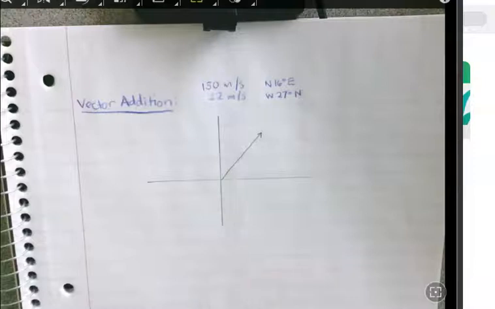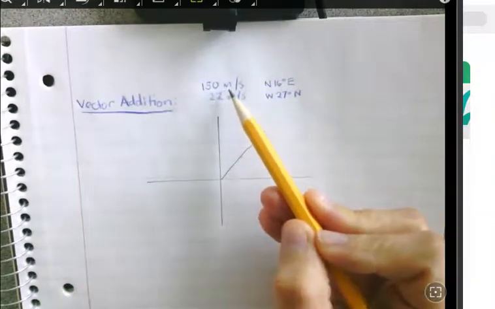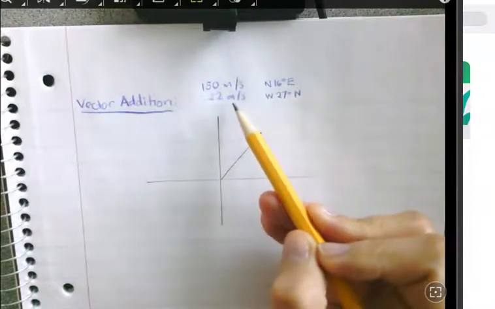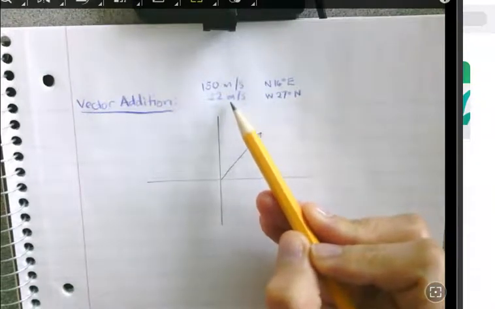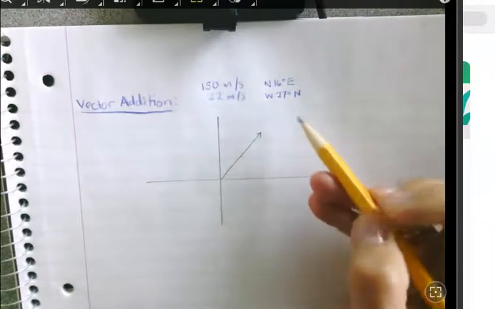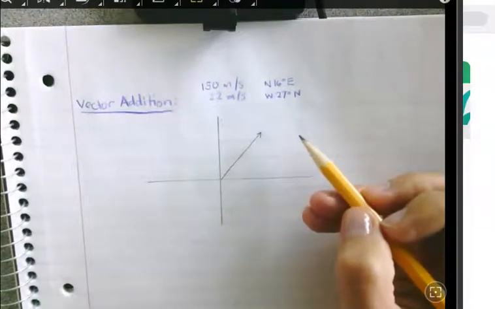Let's rock and roll with vector addition. How do we get from here to there? For instance, you're flying a plane at 150 meters per second at a bearing north 16 degrees east. You're flying into a wind of 22 meters per second coming out of the southeast. Say what? Coming in at west 27 degrees north. What is your resultant velocity?